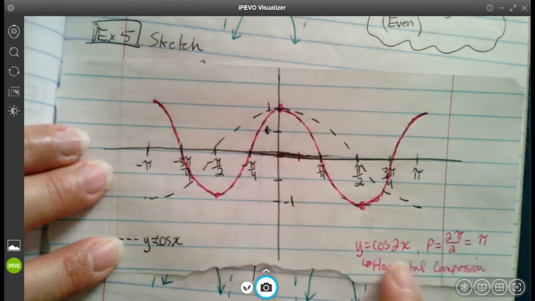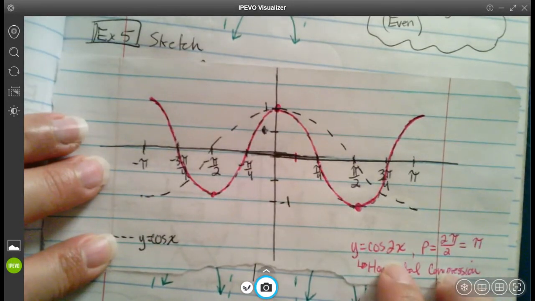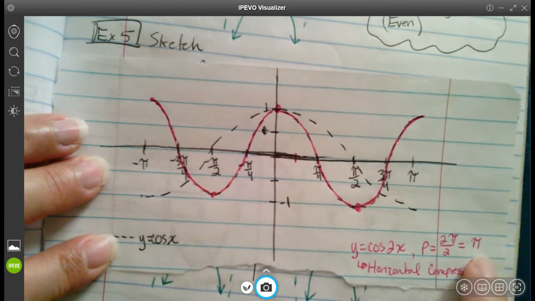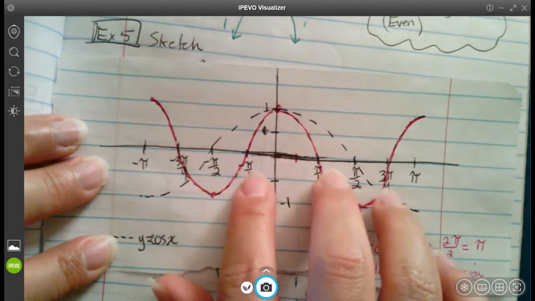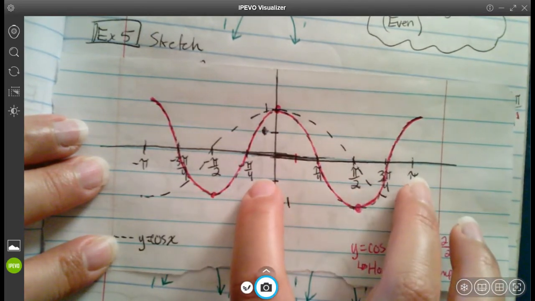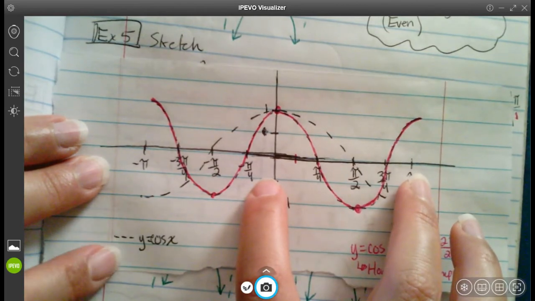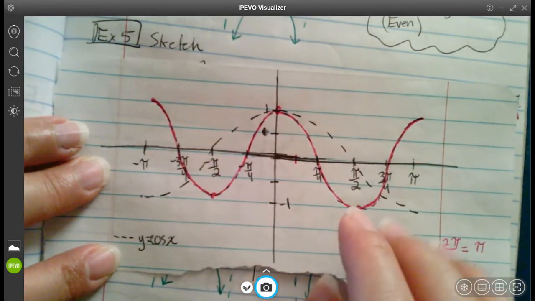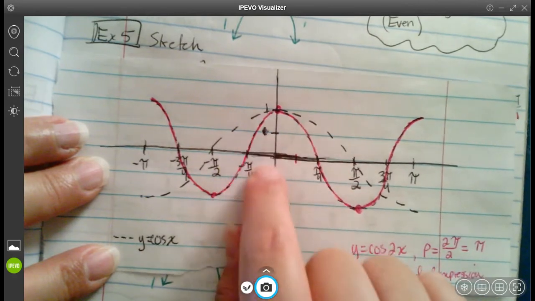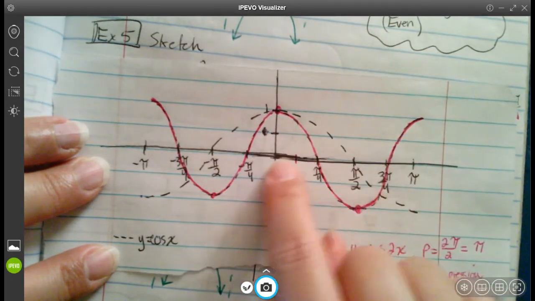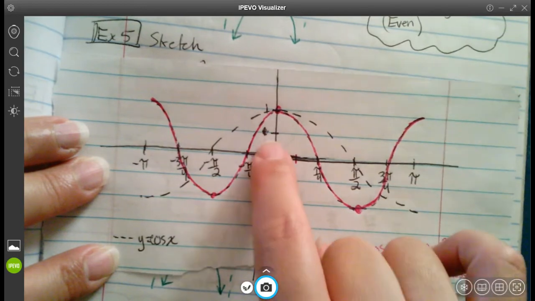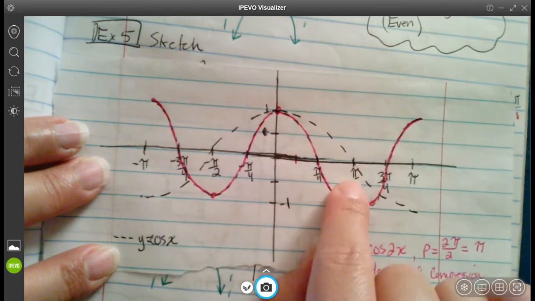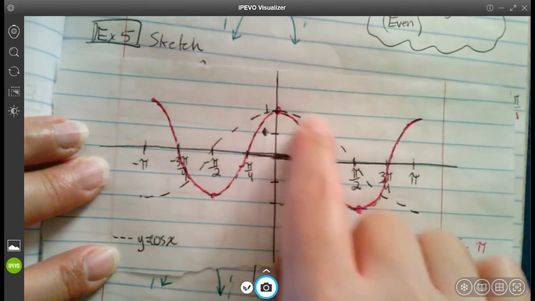For y equals cosine of 2x, that's the one where you have to mess with the b. You have to find the period, which is 2 pi over b. So 2 pi over 2 gives me pi, which means that instead of it being between 0 and 2 pi, we're going to have to squish it in. I went ahead and did that, and I got these 4 spaces between 0 and pi. So pi fourths, pi halves, 3 pi fourths, and pi, and this becomes my new curve.